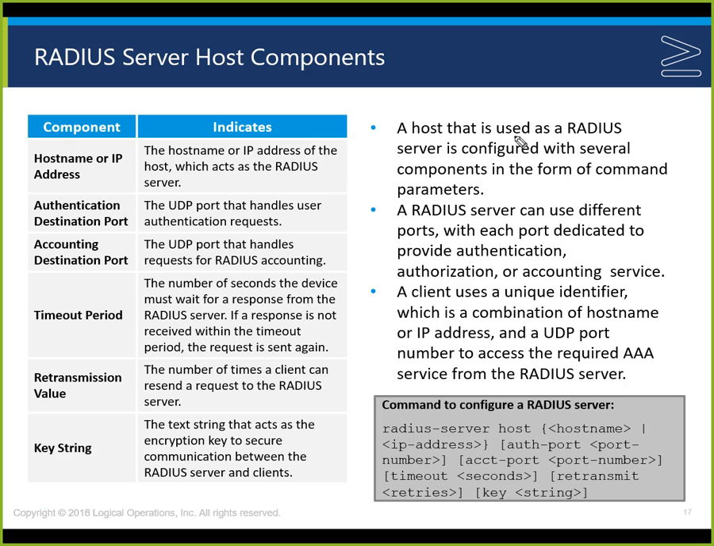A host that's using a Radius server is configured with several components in the form of command parameters. A Radius server can use different ports. We can specify the port, and you saw when I did the demo, I specified the port that was going to be used on the Radius server itself. A client uses a unique identifier, a combination of a host name or IP address and UDP port number, to access the required service for the Radius service.